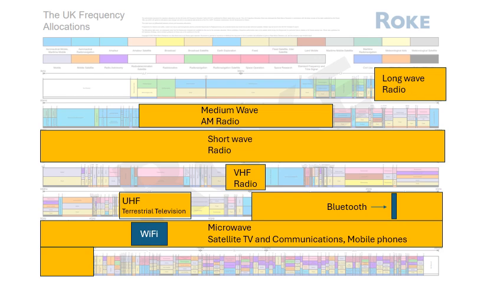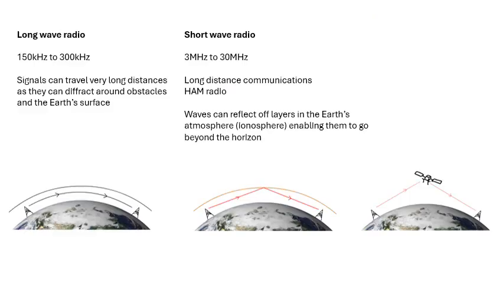Bluetooth, that little chunk there, 2.4 gigahertz Bluetooth users. Then you've got Wi-Fi, a little chunk there, and microwaves are for satellite television and communications and mobile phones. And okay, so these are some of the bits of this big massive frequency chart. We need to know a little bit about these.